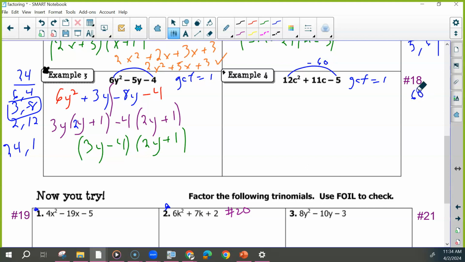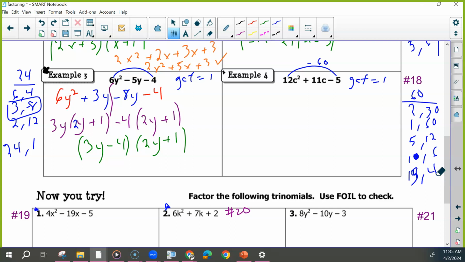So what are some factors of 60? There's a lot. 2 and 30. 1 and 60. 12 and 5. 10 and 6. I'm trying to remember everything you guys are saying. That's supposed to be a 10. Someone else just said something. 15 and 4. Pretend there's a 5. I'll erase it and fix it when I go back.